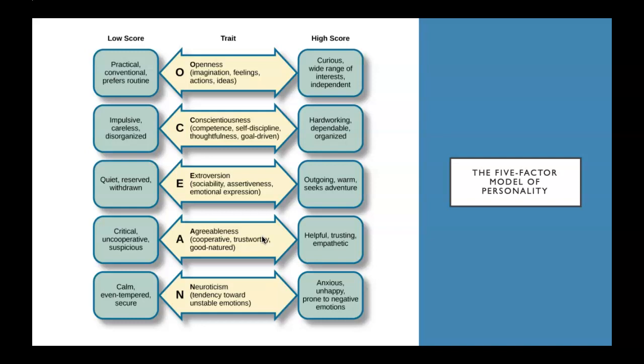That's important to remember because that one, when I look at this, always jumps out at me as a bit different than the rest. So this is just talking about your level of anxiousness, unhappiness, how often you're prone to negative emotions as opposed to calm, even-tempered, and secure on the low end of the score. Anyway, that's the 5-factor model of personality, and that is one of the personality assessments that has had the most research conducted on it.